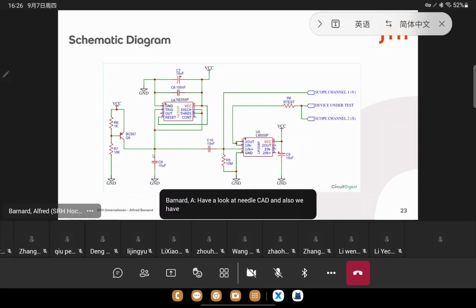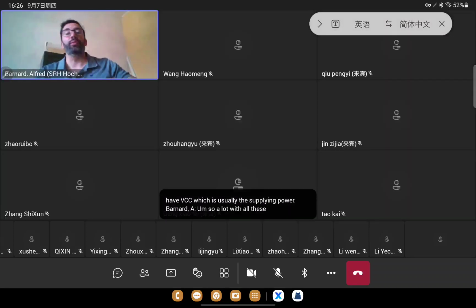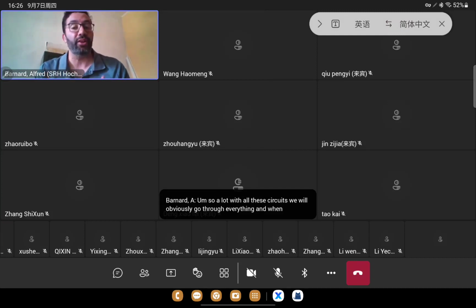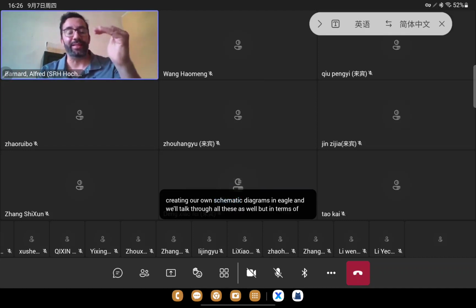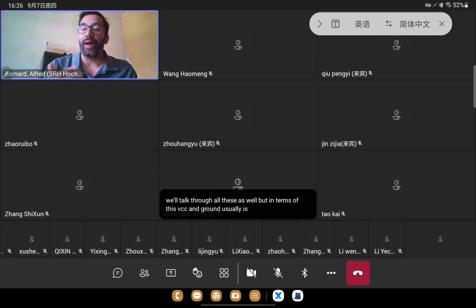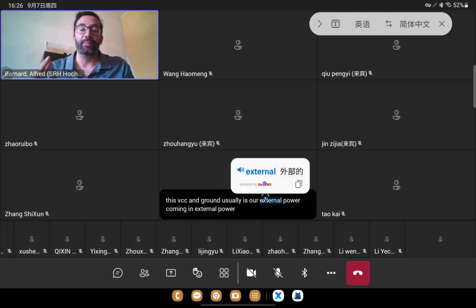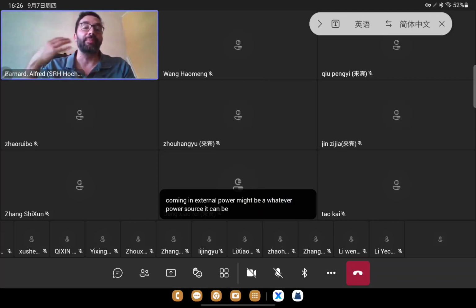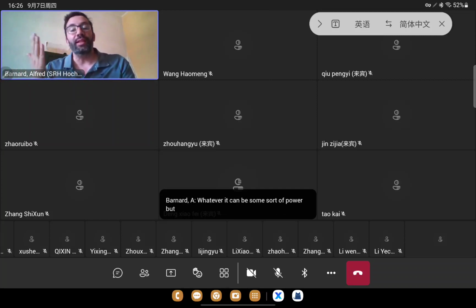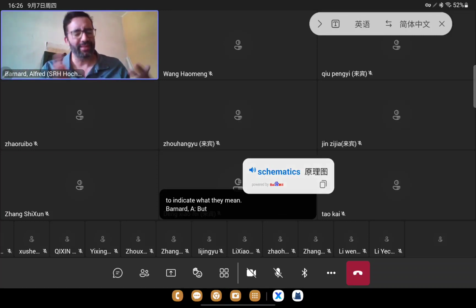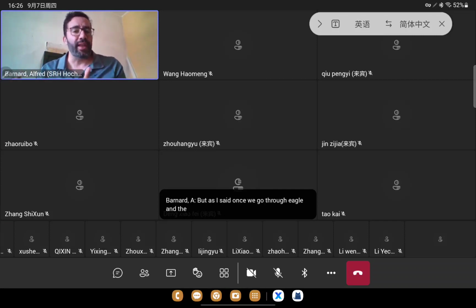And also we have VCC, which is usually the supplying power. With all these circuits, we will obviously go through everything. And when we are creating our own schematic diagrams in Eagle, I will talk through all these as well. But in terms of this, VCC and ground usually is our external power coming in. Now, external power might be whatever power source. It can be a battery, a solar panel, whatever. Usually we use these symbols on our schematics to indicate what they mean. But as I said, once we go through Eagle and the simulation of circuits, all of this will become clearer.